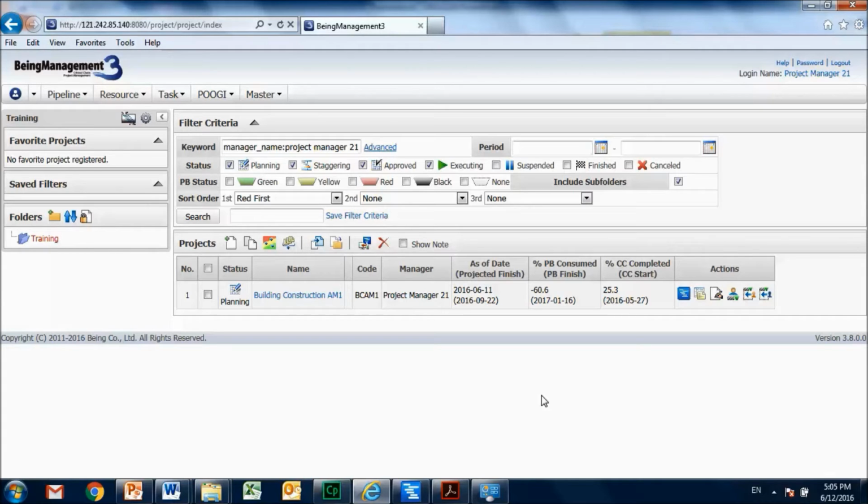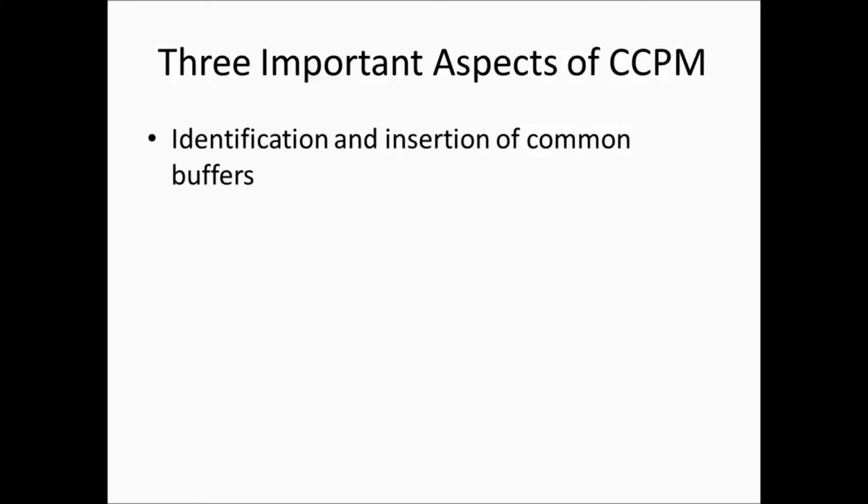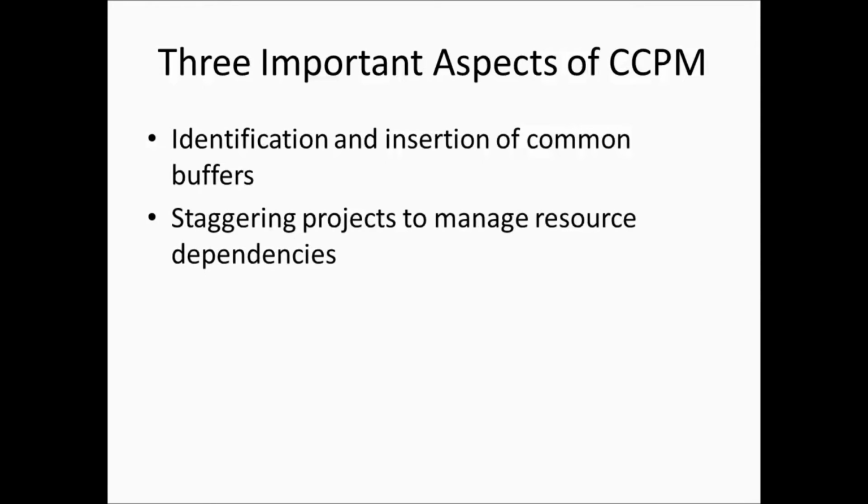Now let us take a step back and discuss some of the basic concepts of CCPM as put forth by Eli Goldratt. Goldratt mentioned three important aspects of CCPM. One of them is identification and insertion of common buffers, which we discussed in the previous module. And the next one is staggering projects to manage resource dependencies. And this is where setting the integration point and doing the staggering will help.